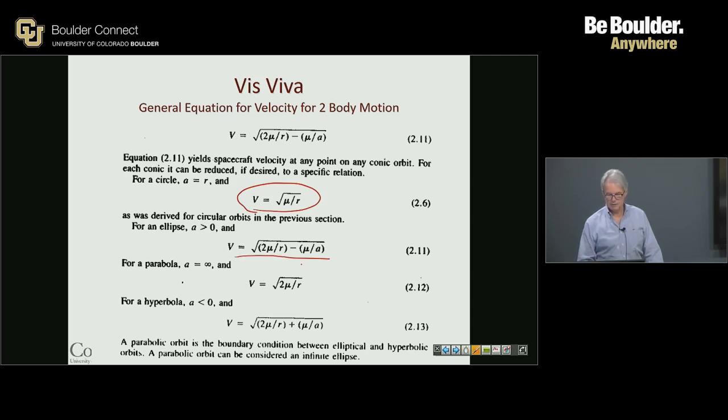Ellipse, 2 mu over r minus mu over a. Parabola disappears because we've got an infinite semi-major axis. So we've got escape velocity. And finally, on hyperbolas, we've got a way to calculate velocity at any point. Because of the way we treat the semi-major axis, the form of the minus sign flips to plus, and we end up with an expression for the escape velocity and hyperbolic excess velocity squared, or C3.